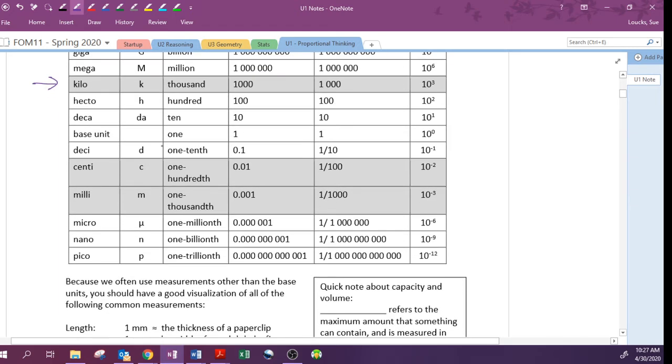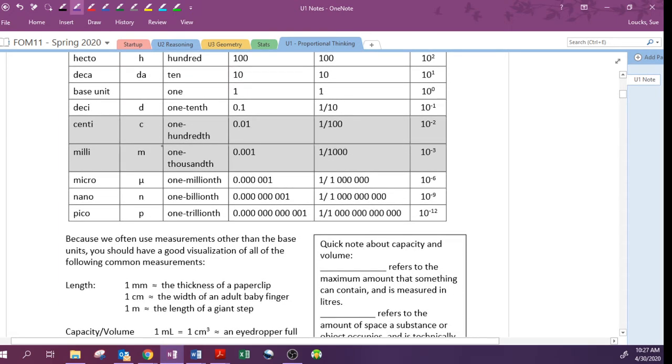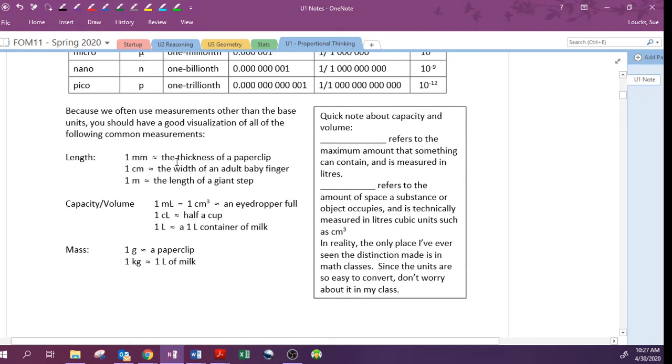Okay, because we often use measurements other than the base unit, here's some other visualizations for what common measurements are. So a millimeter is about the thickness of a paperclip. A centimeter is about the width of an adult baby finger. A meter is a giant step.